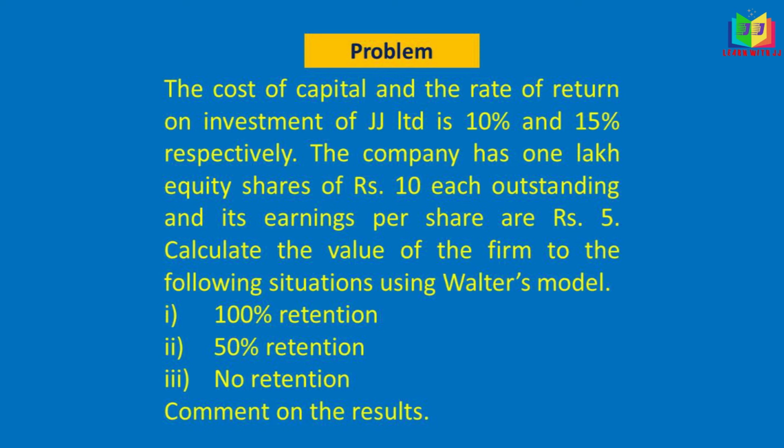Yes, here we have the problem. The cost of capital and rate of return on investment of JJ Limited is 10% and 15% respectively. Both cost of capital and rate of return are given. Cost of capital is 10% and the rate of return is 15%. The company has 1 lakh equity shares of rupees 10 each outstanding and its earnings per share are rupees 5. EPS is 5 and the company has 1 lakh equity shares. The number of equity shares is 1 lakh and the value per share is rupees 10.